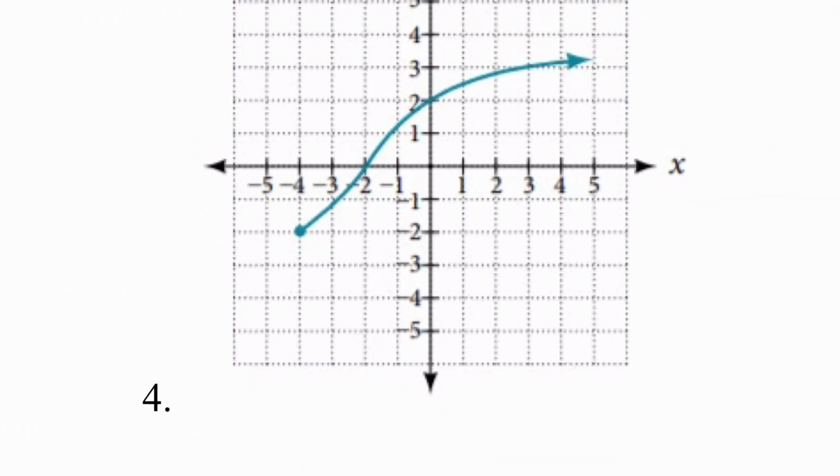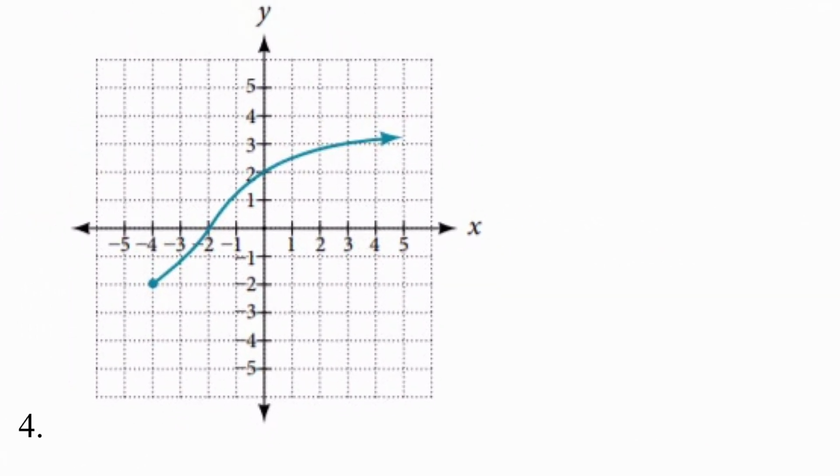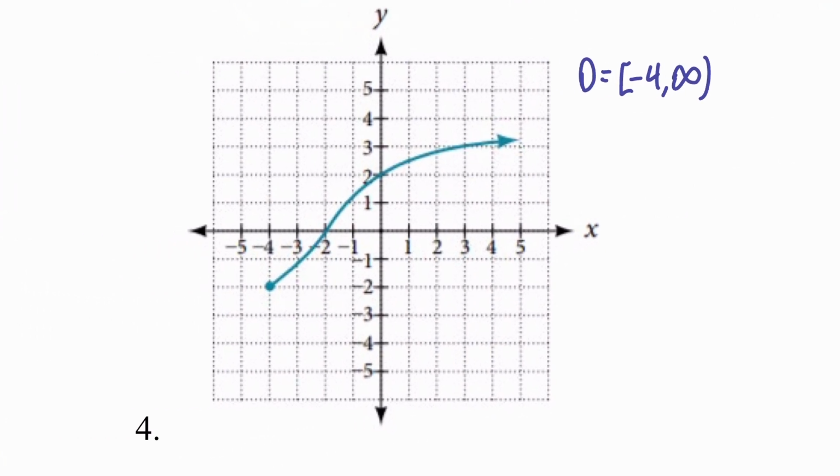So I know that from left to right horizontally, we're starting at -4, and then we're just going horizontally all the way to the right. So my domain will be from -4 up to infinity. Again, the arrow suggests to me that it keeps going. I have no indication that it stops. On the left, though, I have an indication of where it starts. So domain, we're going to start that at -4.